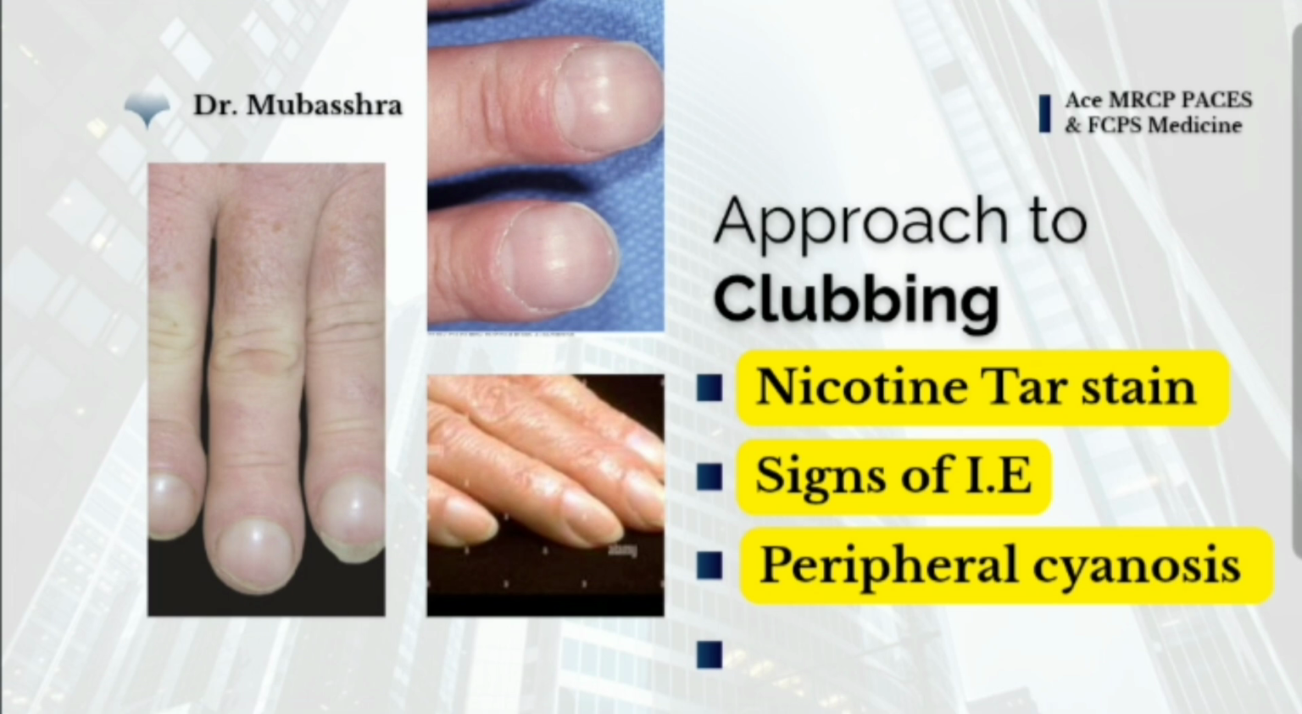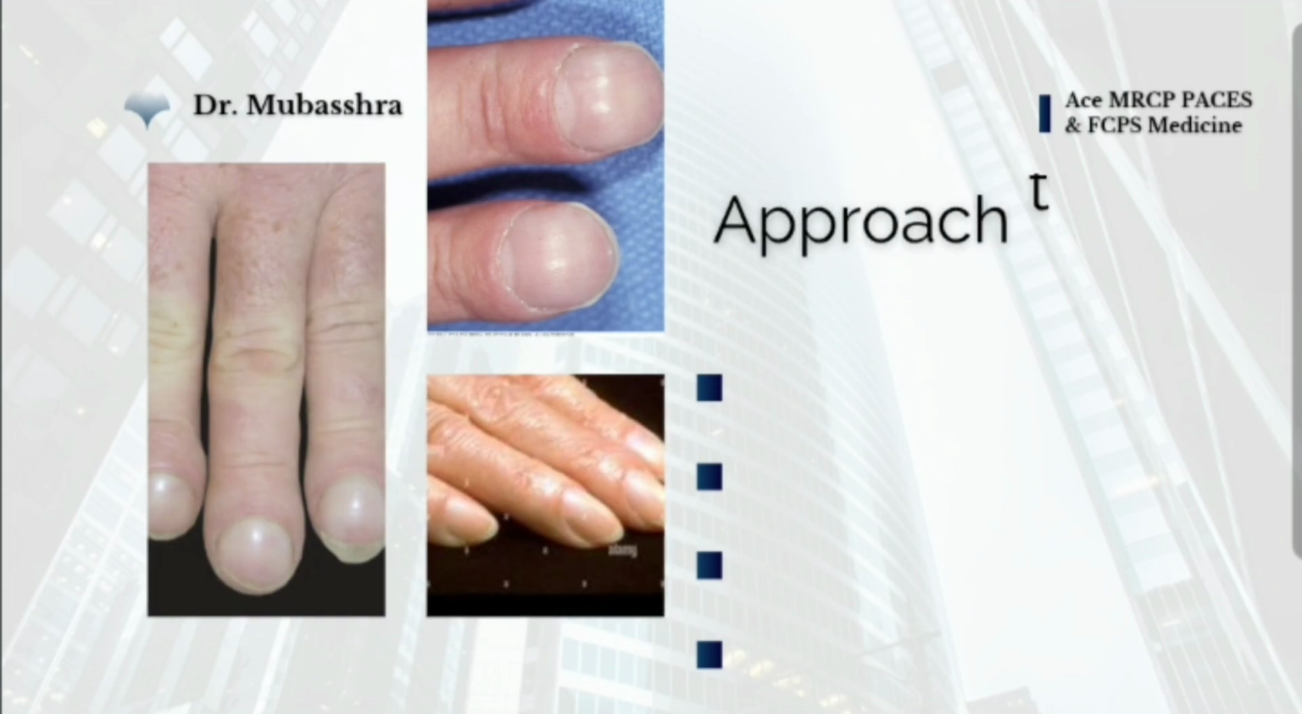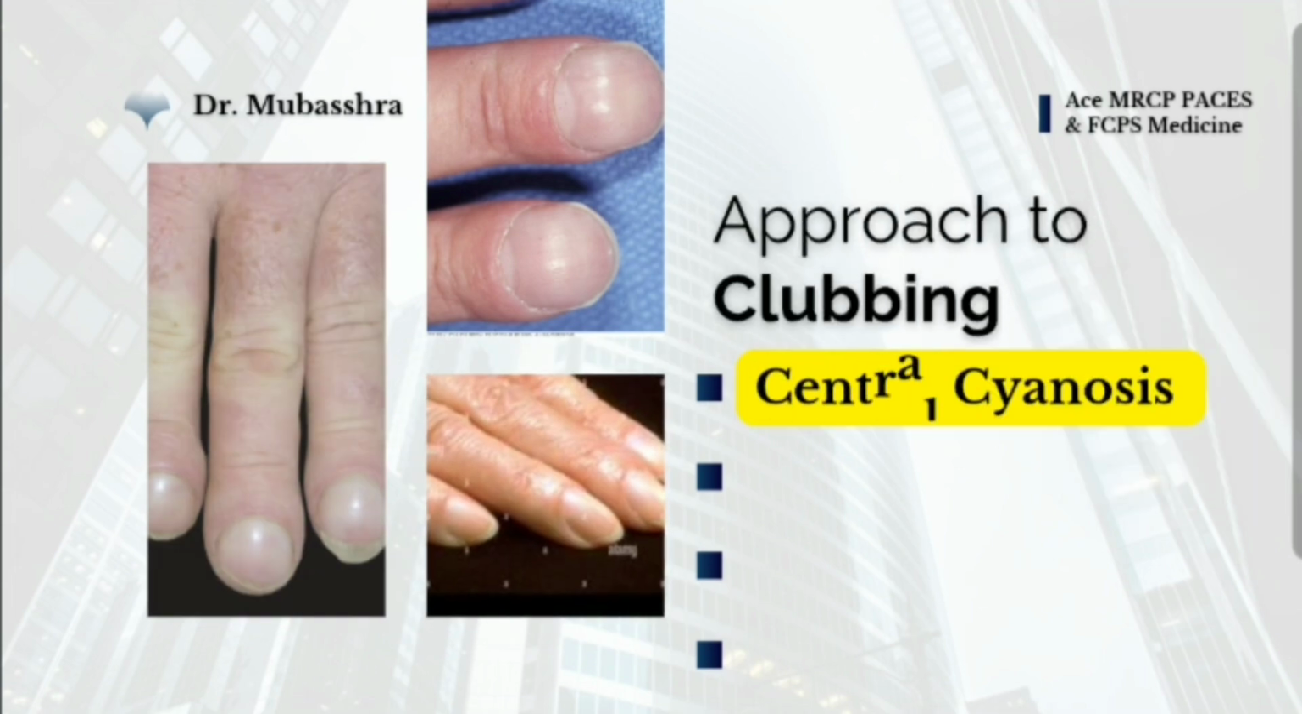You will also look at the eyes for eye signs of thyroid disease like exophthalmos, lid lag, lid retraction as a part of thyrotoxicosis. And you will also look for conjunctival pallor and jaundice, like for example, it can be a case of primary sclerosing cholangitis associated with ulcerative colitis or clubbing as a part of cirrhosis. Then you will examine the oral cavity for central cyanosis.